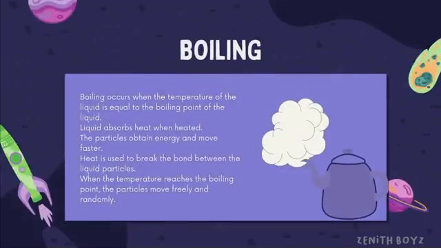Boiling. Boiling occurs when the temperature of the liquid is equal to the boiling point of the liquid. Liquid absorbs heat when heated. The particles obtain energy and move faster. Heat is used to break the bond between the liquid particles. When the temperature reaches the boiling point, the particles move freely and randomly.